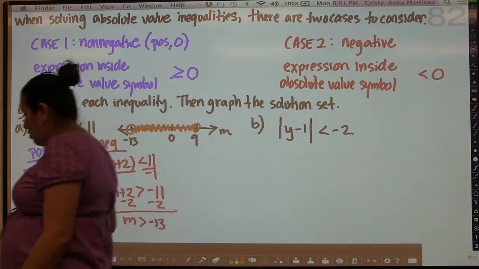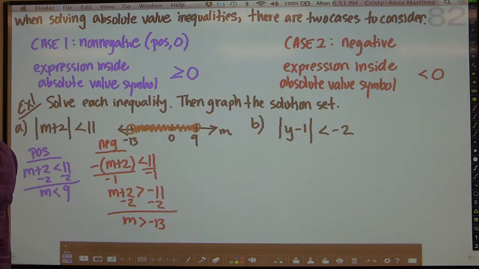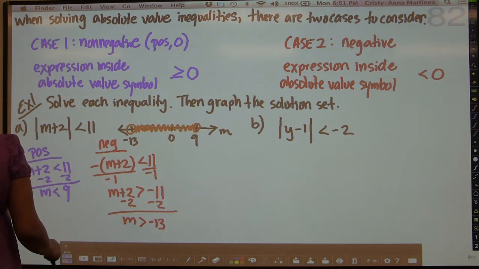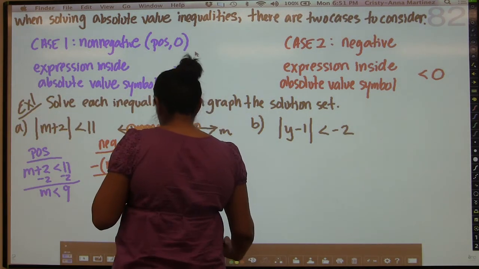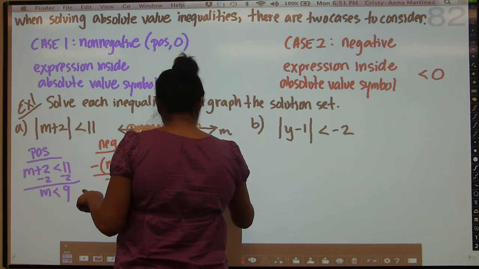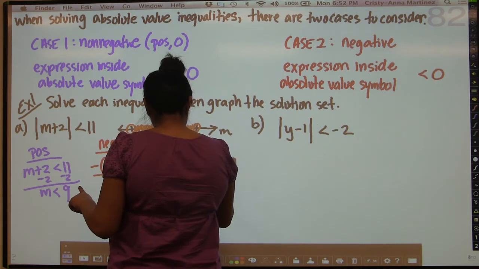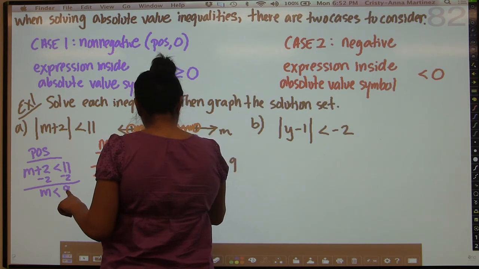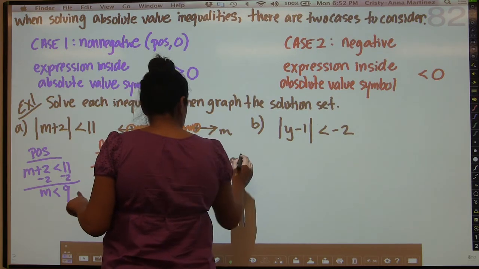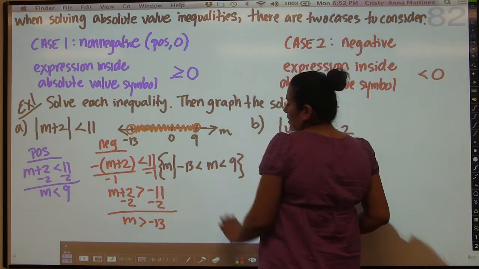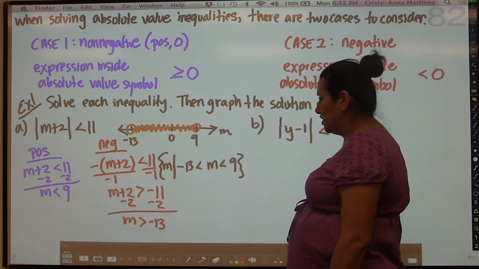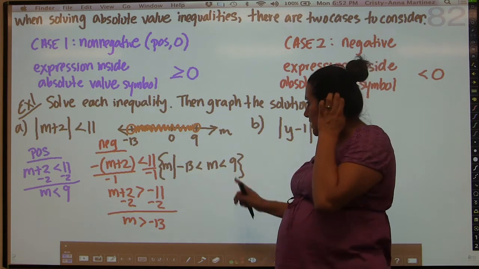Alrighty, so I don't believe you have to write it as a solution set. But if we did, it would just be M less than 9, but greater than negative 13. And I'm sorry for the crowdedness, but your answer would be right here in black. All values of M such that M is between negative 13 and 9.